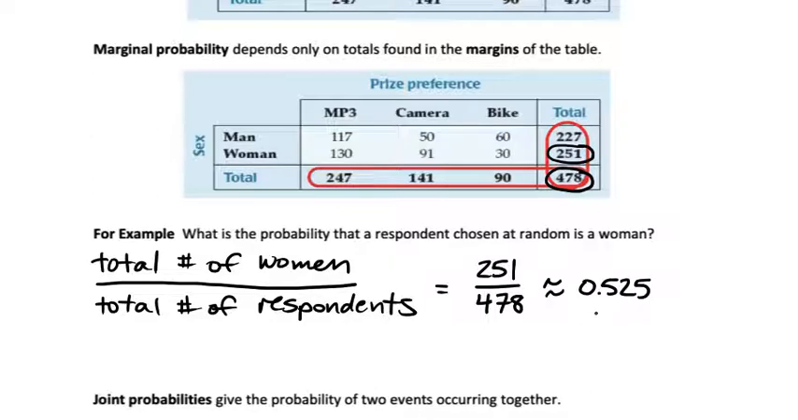Now again, you want to pay attention to how MyStatLab wants you to enter answers for these. They generally want you to enter the decimal instead of the fraction, and they usually want you to round to a specific number of digits after the decimal point. In this case, I'm rounding to 3 decimal places.